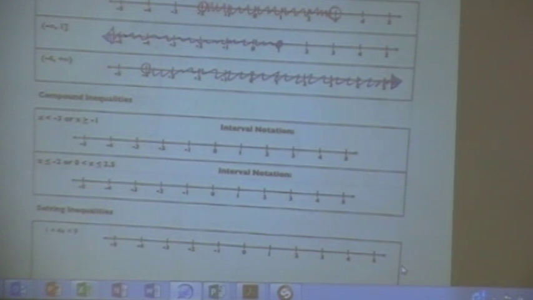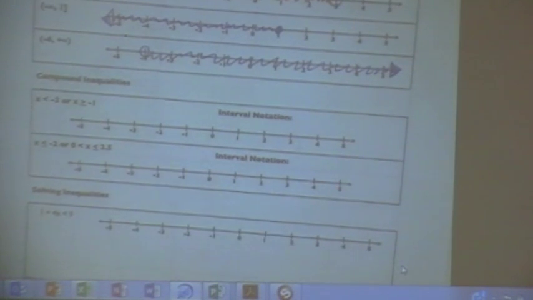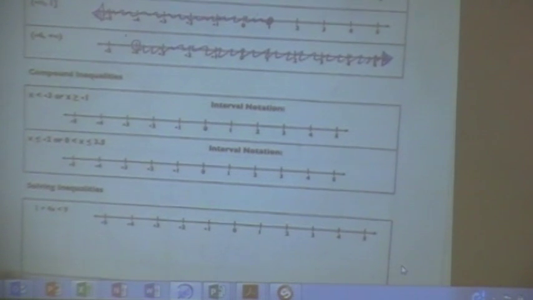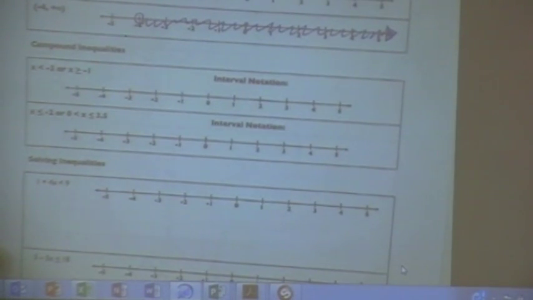Top one's got two open circles, one on -2, one on 3, shaded in the middle. Middle one is negative infinity to 1, solid dot on 1. And then the last one is open dot on -4, shade right to infinity. Is everybody good? All right, so now let's talk about if you've got more than one piece. So these are some more compound inequalities. These happen to be OR inequalities. So I'm going to shade each of them, each piece, and then we'll talk about the notation.